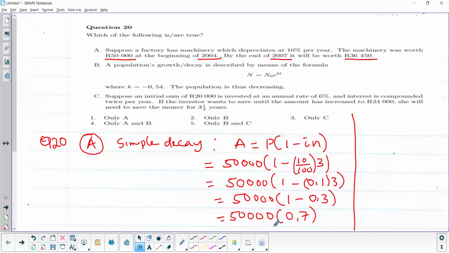So when we multiply this out, the amount is going to give us 35,000 rand. So it's going to depreciate from 50,000 to 35,000 rand. It's not equal to 36,450. So let us try the compound decay.